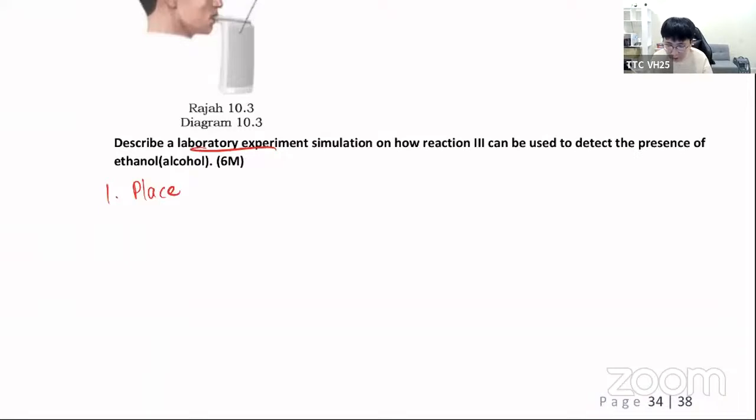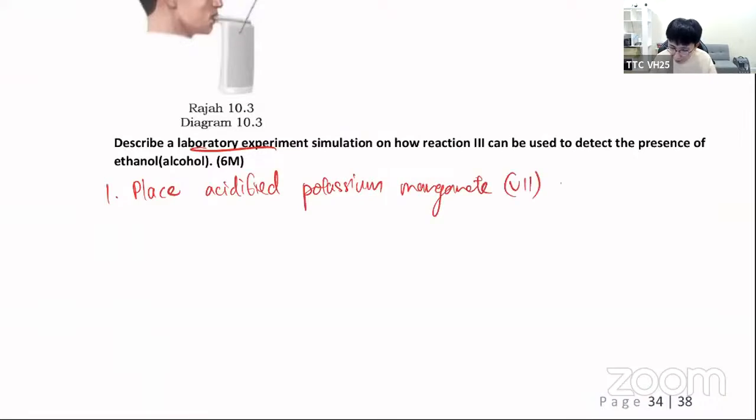maybe the agent. Okay, place acidified potassium manganate 7 into a boiling tube. Okay, then you're gonna take your alcohol, drip it into the... okay, what can we do is maybe we can just have a cotton wool, okay, a cotton wool that soaks in alcohol, because alcohol is liquid.